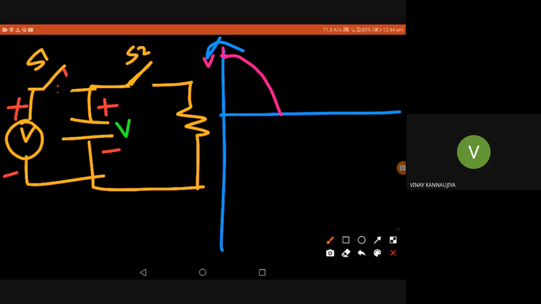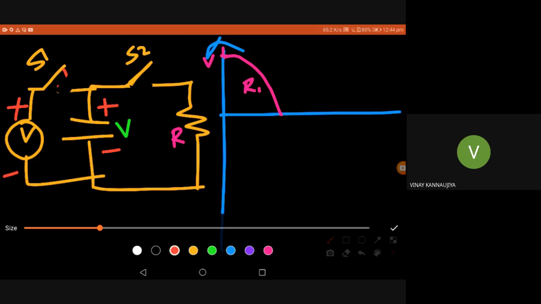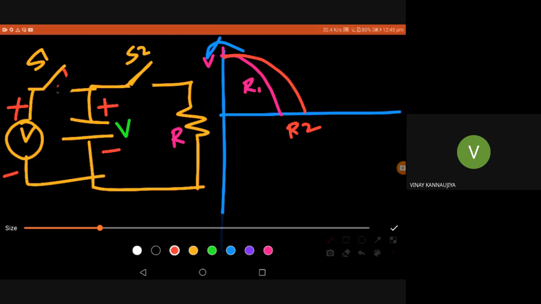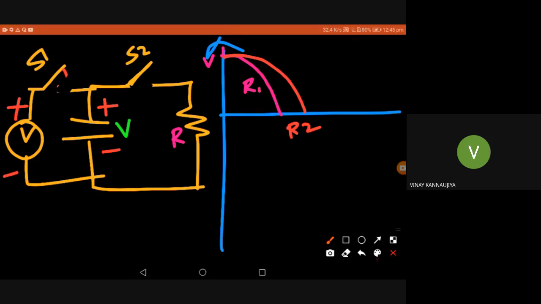Now this is for one resistance. This is R, and it has a value, so I'll call this resistance R1. Now I'm going to increase my resistance. What happens? It takes more time to discharge. Now I got resistance R2. If I again increase the resistance, this is R3. Again, I increase the resistance, R4 or something.